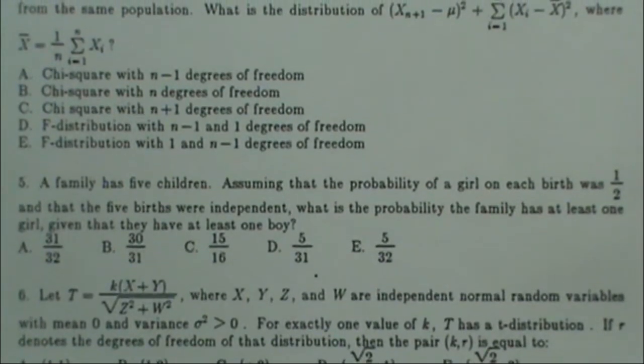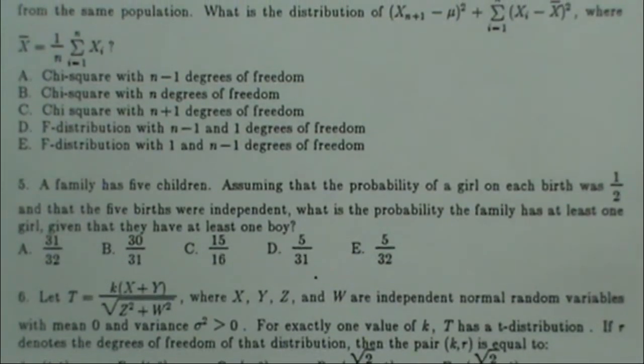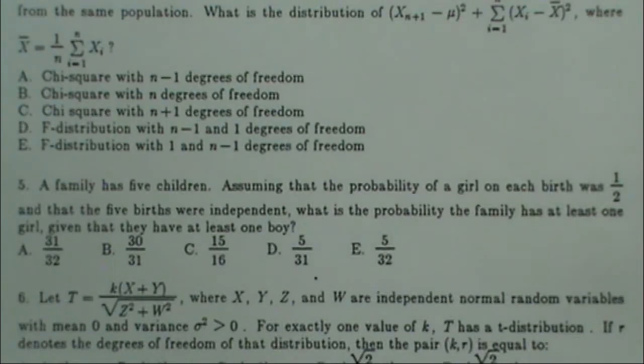Number 5. A family has 5 children. Assuming that the probability of a girl on each birth was 1/2 and that the 5 births are independent, what's the probability that the family has at least one girl given that they have at least one boy?